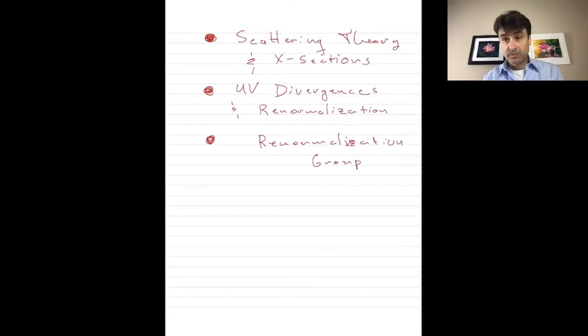Which was especially useful when we confronted asymptotically free theories, because it meant that we could get increasingly accurate descriptions of the very short distance behavior, by exploiting the renormalization group. So we have asymptotic freedom.